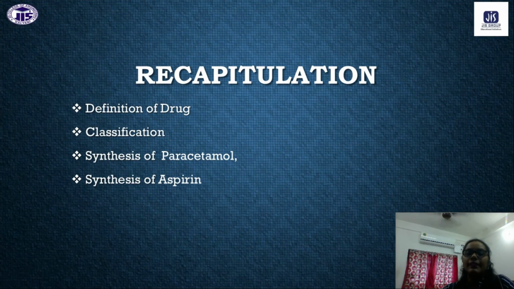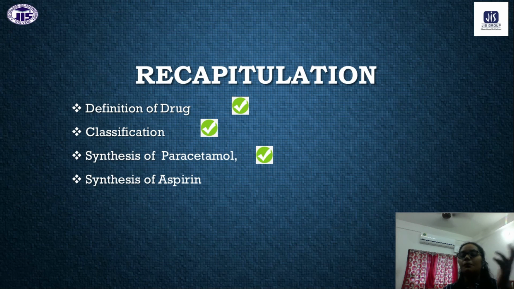Today we have discussed the definition of drugs. Then we discussed the classification, the types of drugs that we have. Also we have discussed the synthesis of paracetamol, how we can synthesize it, and how we can synthesize aspirin. We have also discussed the use of paracetamol and the use of aspirin: in what cases we can take paracetamol, and in what cases we can take the aspirin drug.